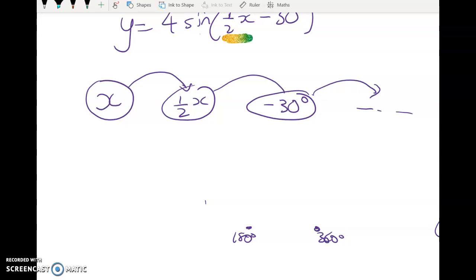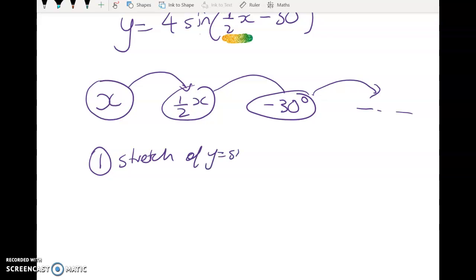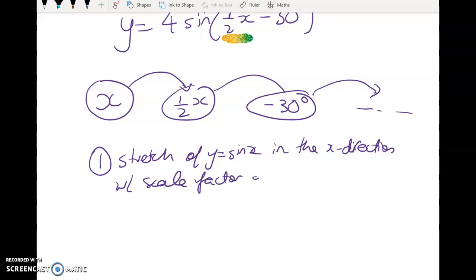So what we have to talk about here first, if we're doing it this way, is first we have to do the horizontal stretch. So we're going to do it this time. Stretch of y equals sine x in the x direction with a scale factor of 2. And then what we have to do is to say that that already stretched wider thing is getting shifted that way by 30 degrees, not by 60 degrees.